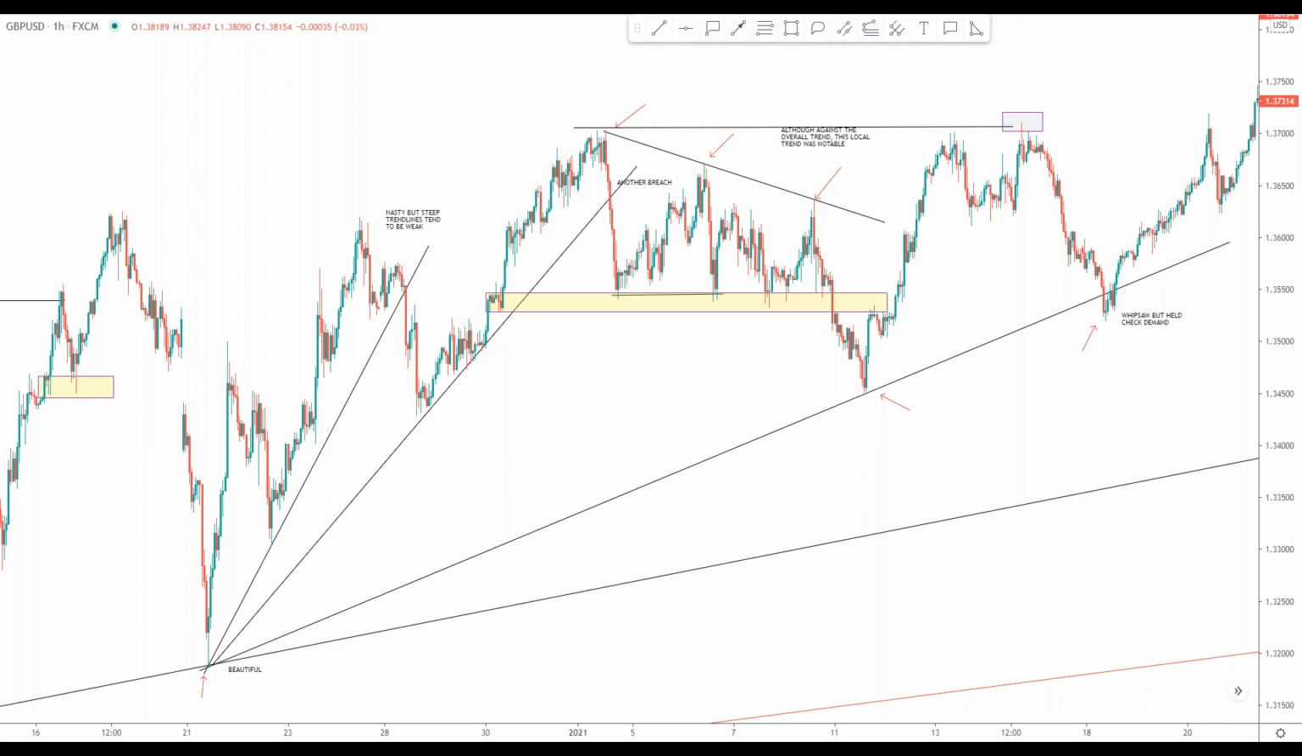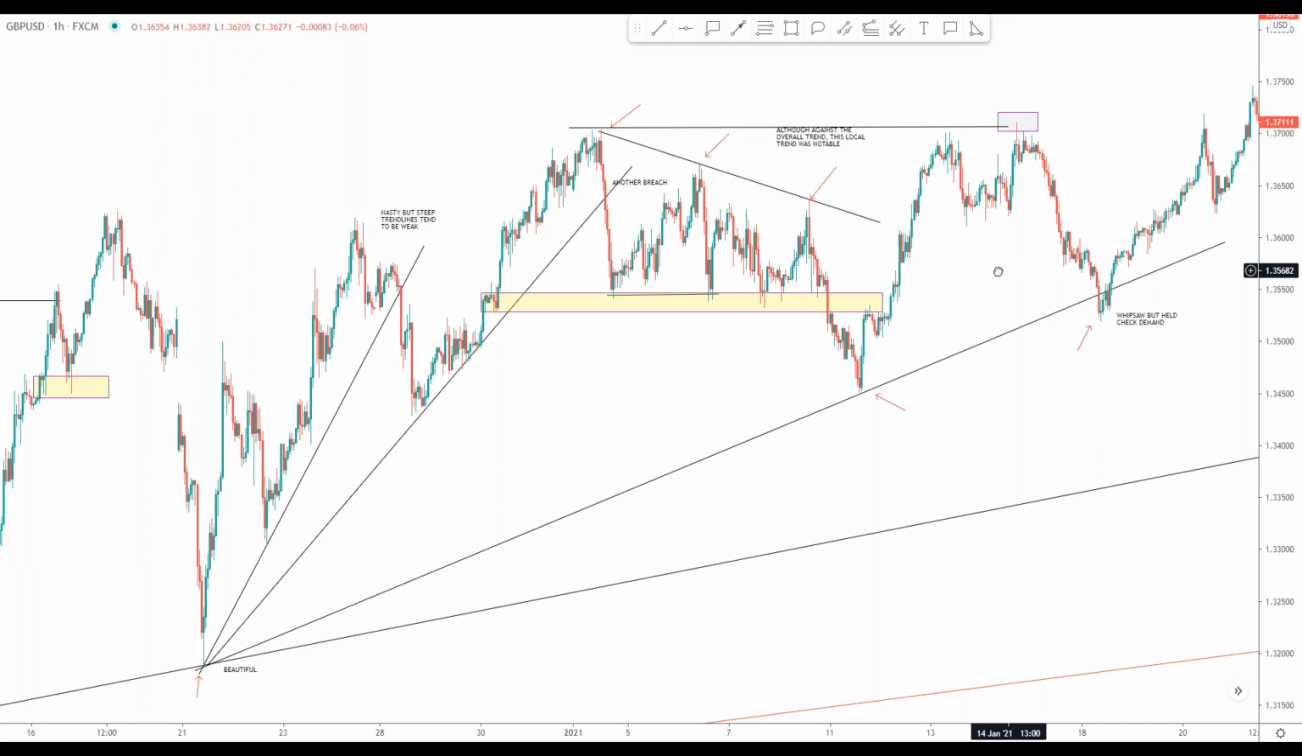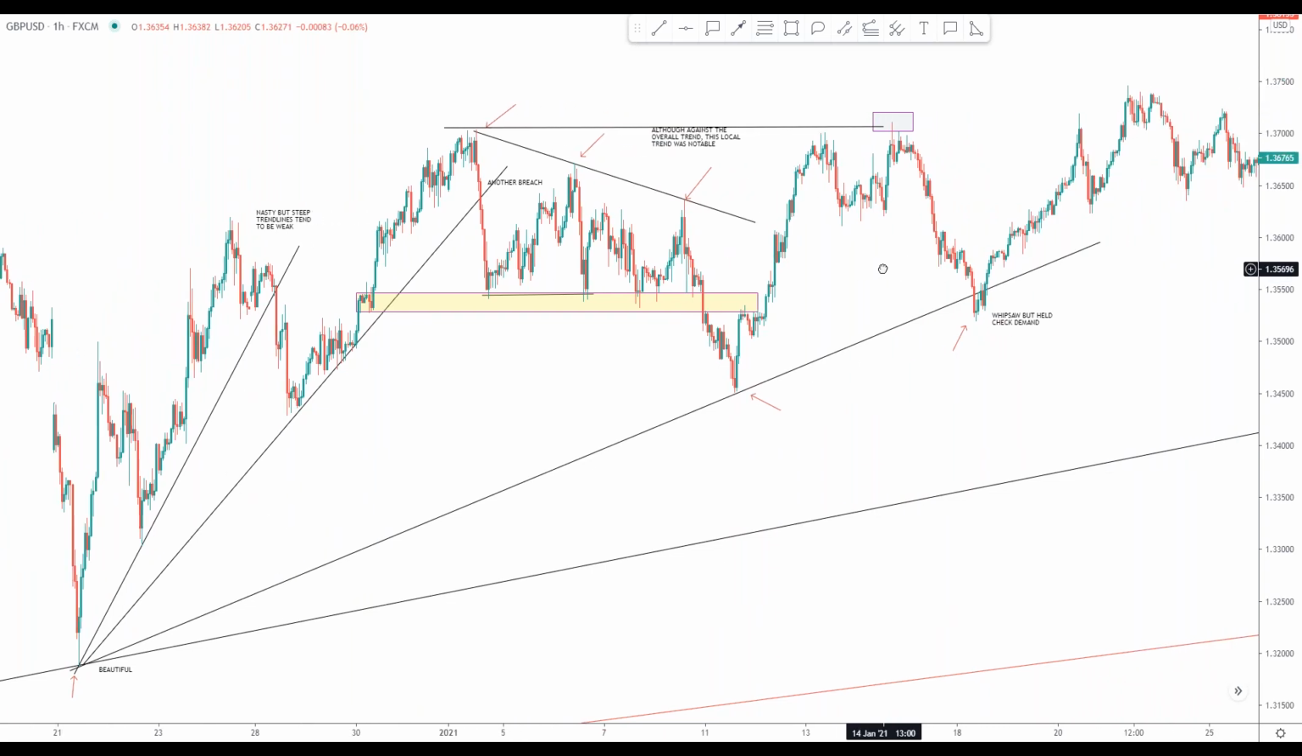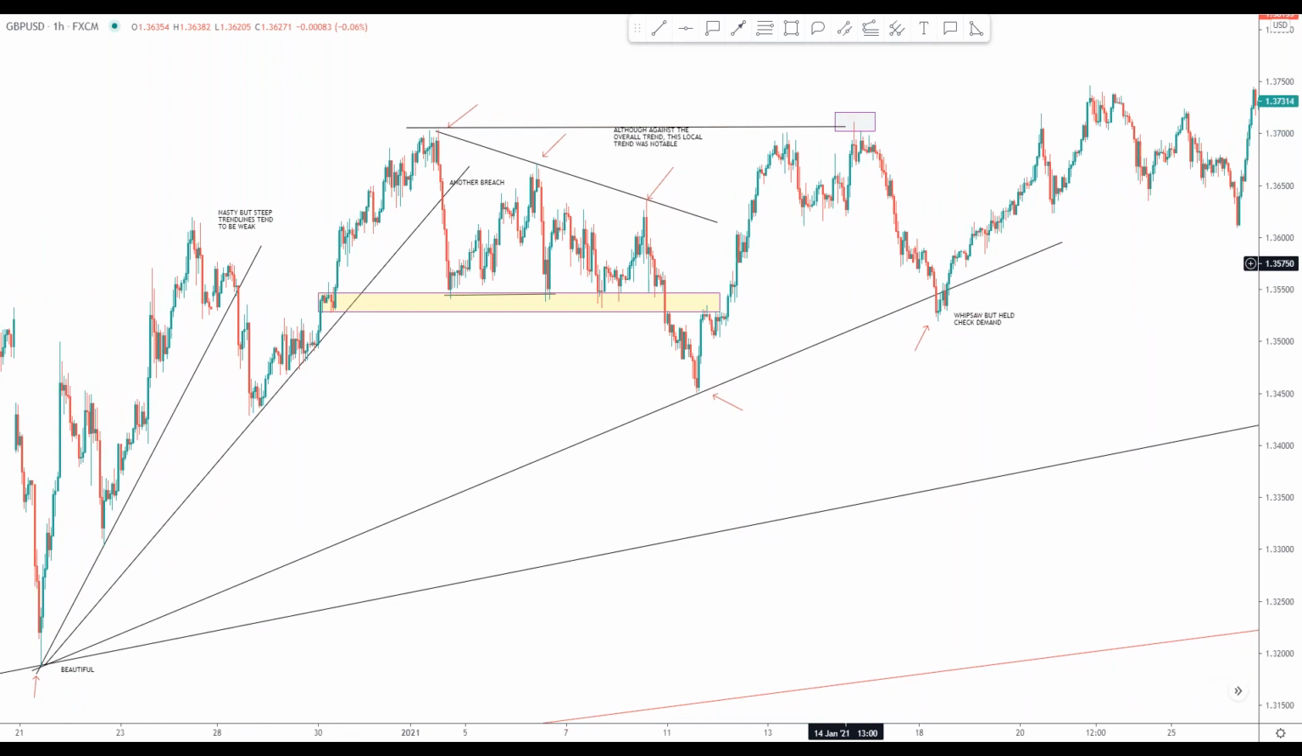Yeah, so look, guys, if there's any questions about these charts that I've shown, have I marked anything wrong in your opinion? Please do let me know.